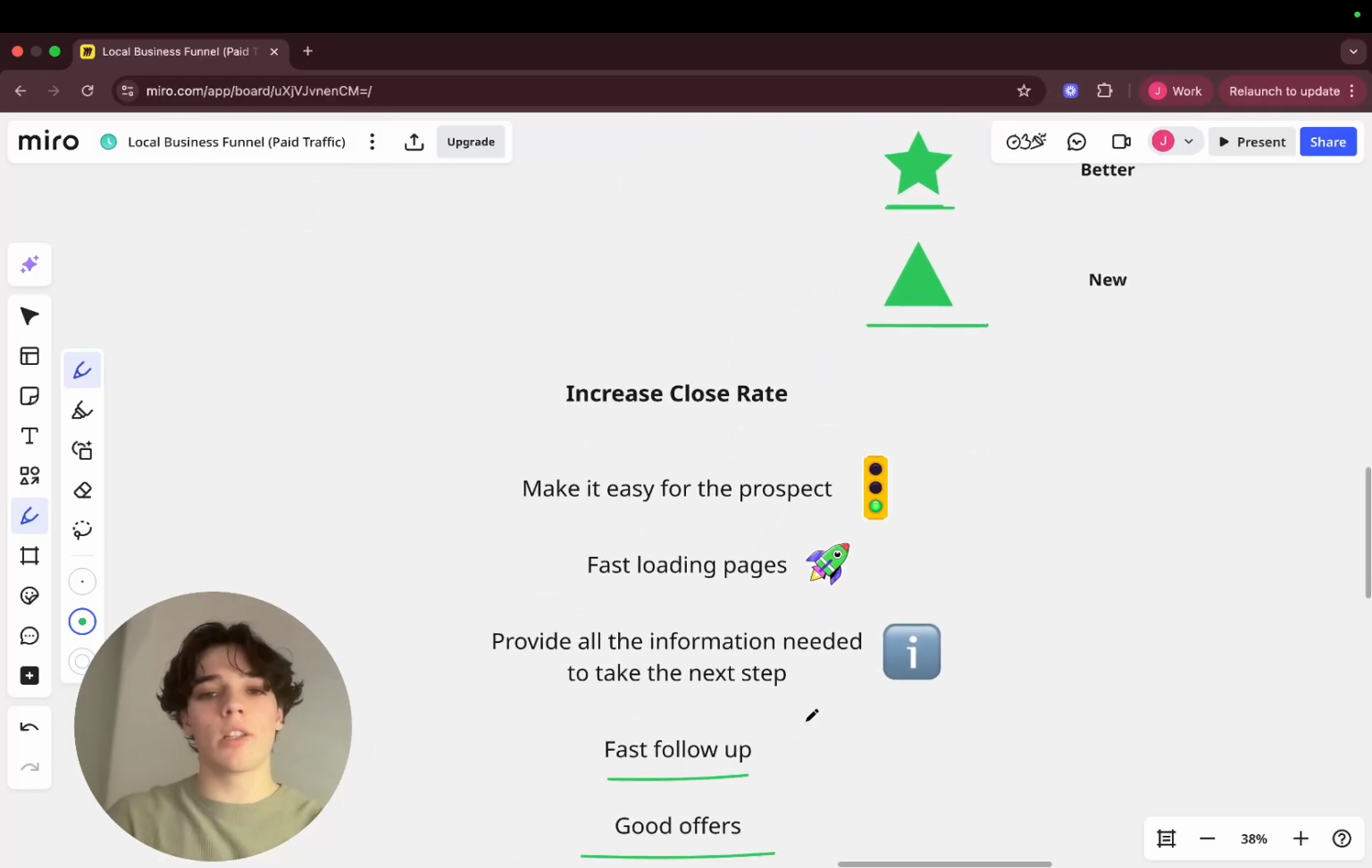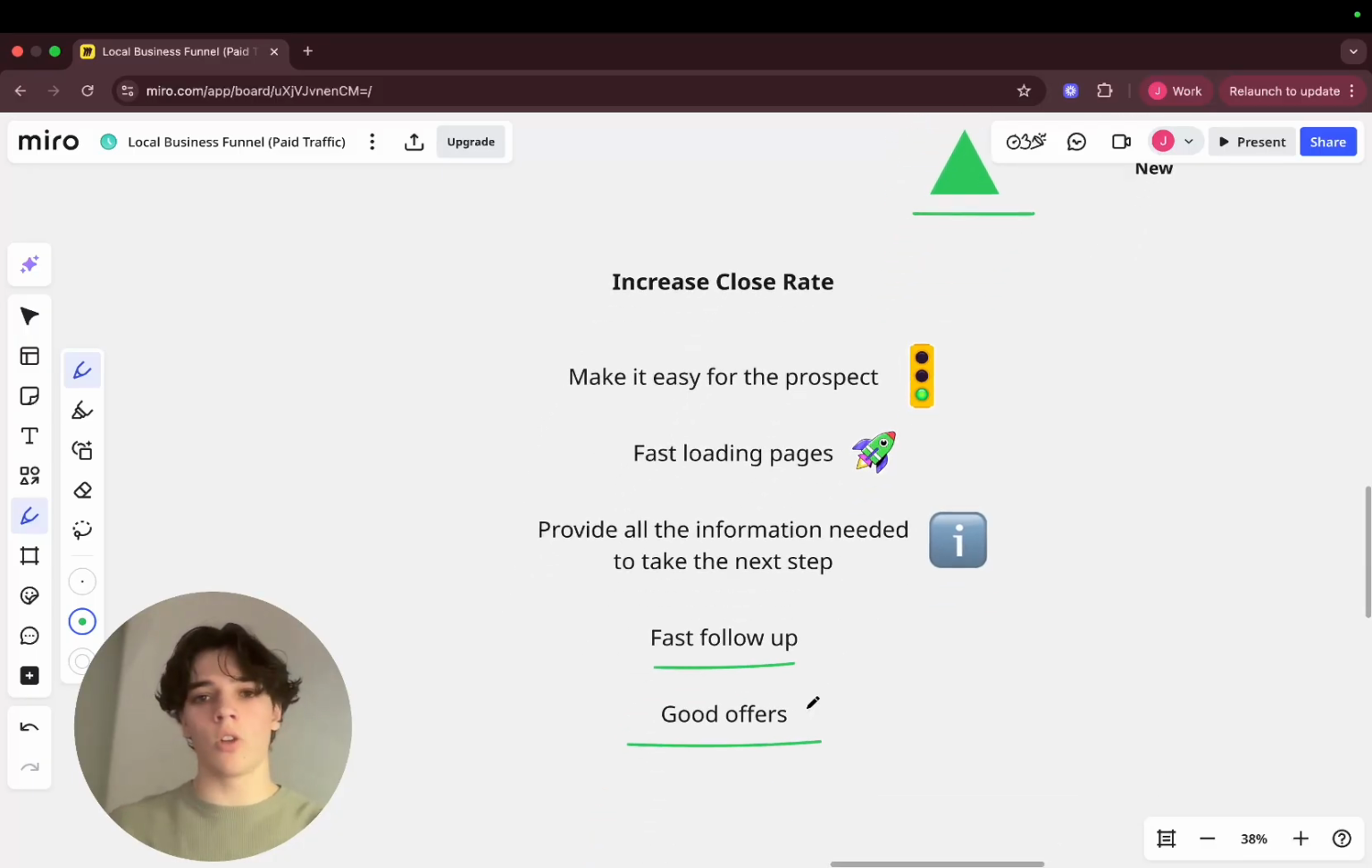And if you want to increase close rate not only on these upsells but on your core offer as well, you need to make it easy for the prospect so they can get on your landing page, know exactly what to do, and they're not confused, and it's easy for them. Obviously, depending on if you need to add friction, if you're getting too many unqualified leads, you need to qualify them, but you still need to make it easy enough for them so it's not taking 2 hours just to make a purchase. And you need to have fast loading pages.